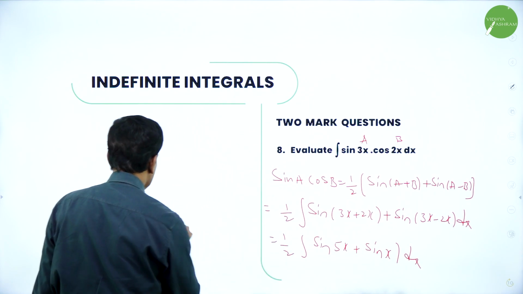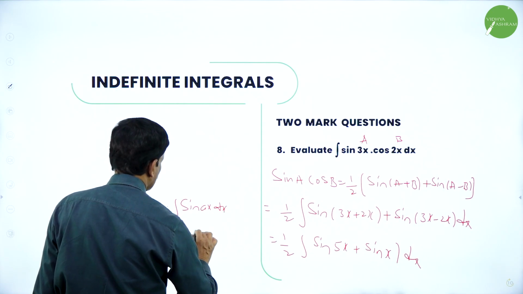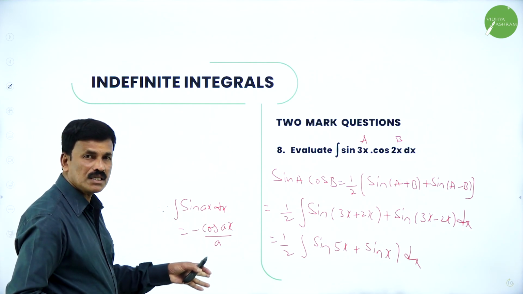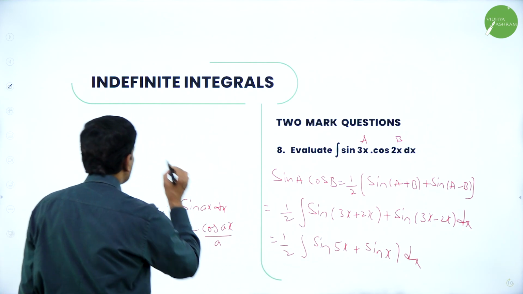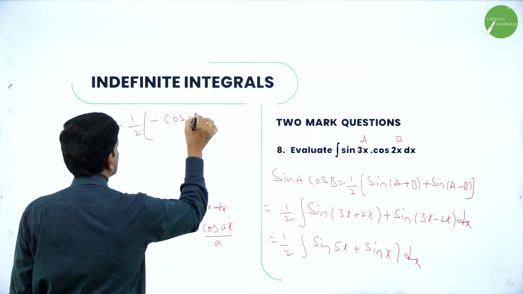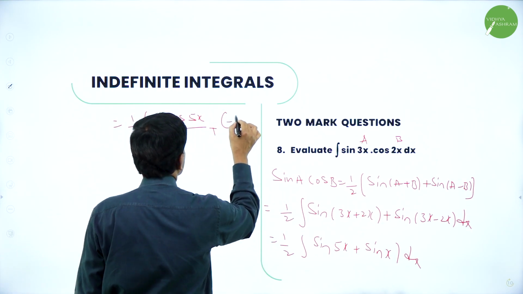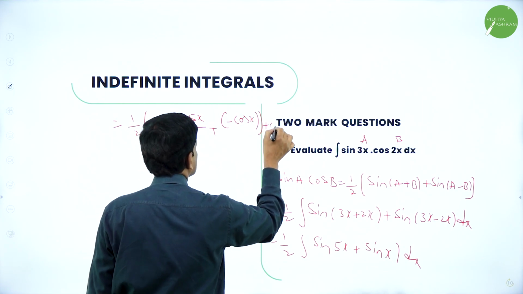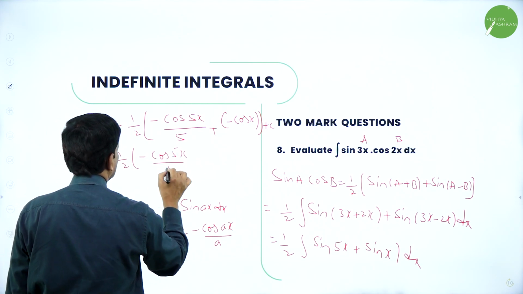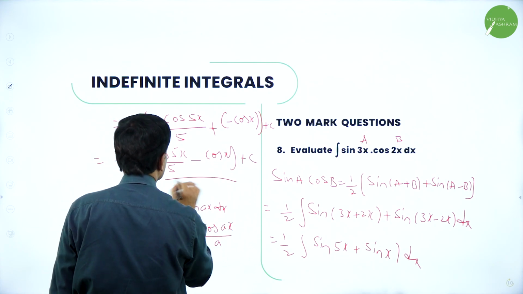Now, there is one formula: the integration of sin ax dx is equal to minus cos ax by a. Integration of sin ax is minus cos ax by a. So, here what is a? A is 5. So, this can be written as half into the integration of sin 5x, which is minus cos 5x divided by 5, plus the integration of sin x, which is minus cos x, plus c. So, the required answer is half of minus cos 5x by 5 plus minus cos x, plus c, is the integrated answer.